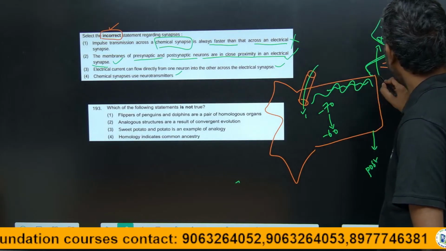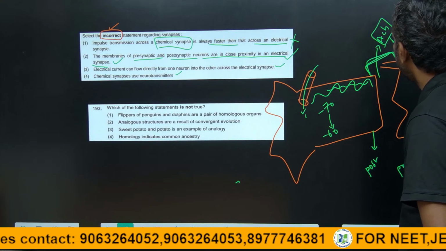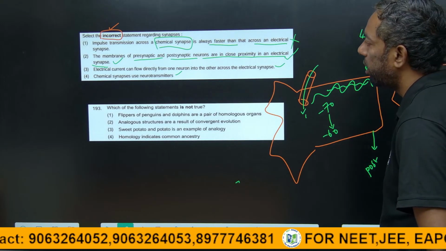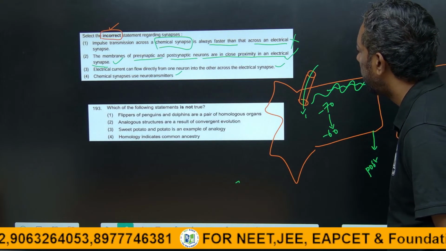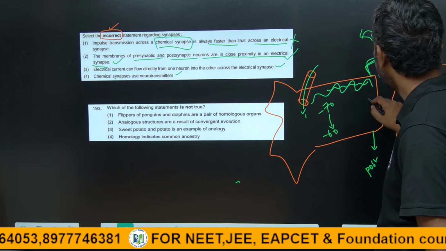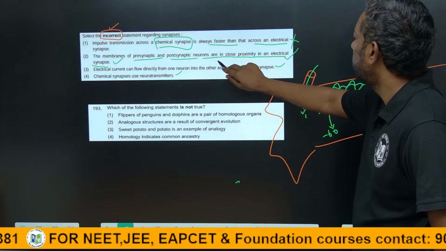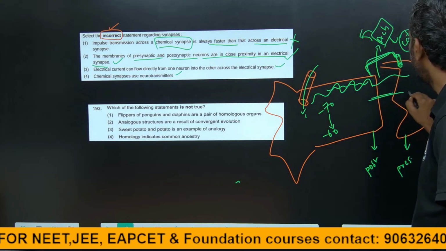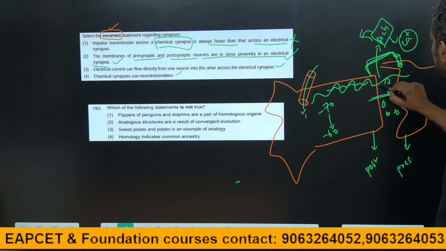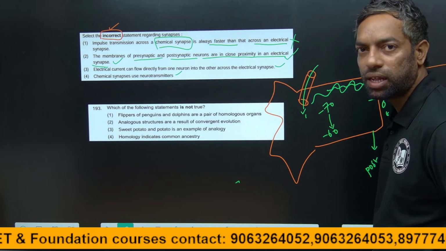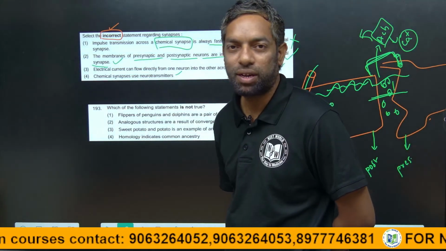In a chemical synapse, there is a neurotransmitter, acetylcholine, that they can release. In an electrical synapse, current can flow directly from one neuron to the other. Of course, presynaptic and postsynaptic neurons are in close proximity, and there are certain chemicals released in the synapse. Okay, nerve conduction and impulse is the most important topic for NEET, guys.